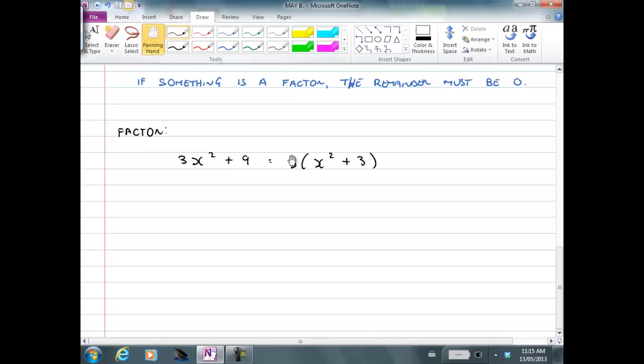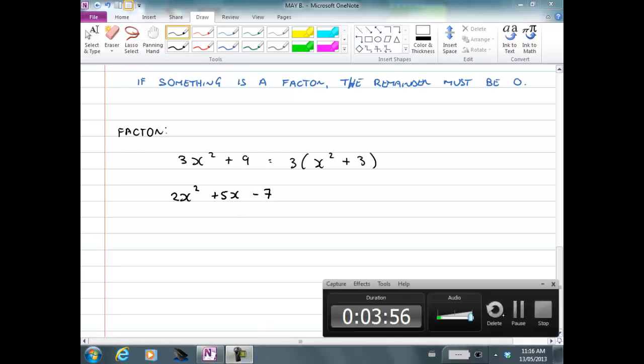I know 3 is a factor of this because that's what I get. Okay, the remainder is 0. Question? No. Difference of squares has to be a minus. And this can't be anything. Next thing, factor. So all we're going to do is play around with factoring. 2x squared minus 7 plus 5x. I'm going to pause it.